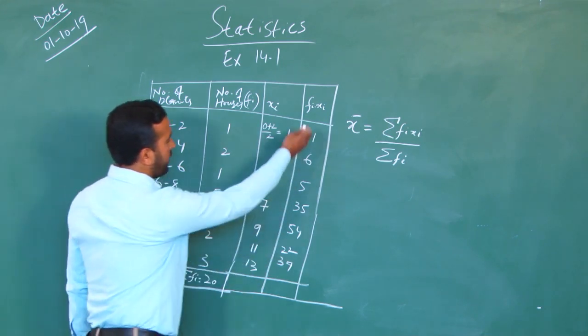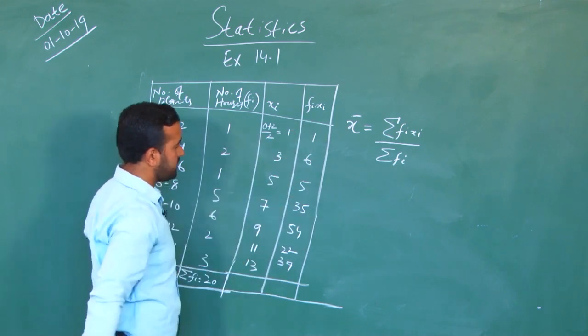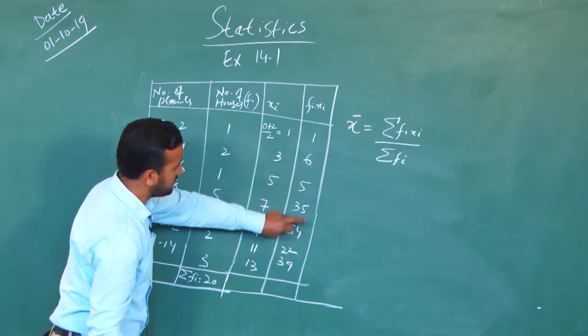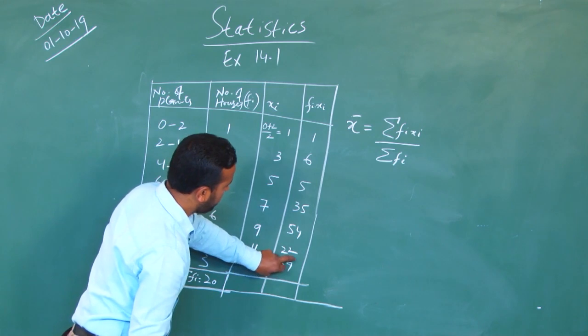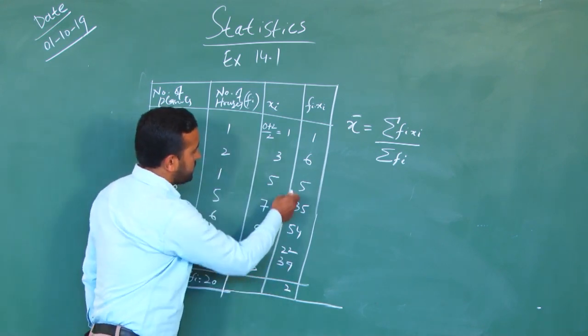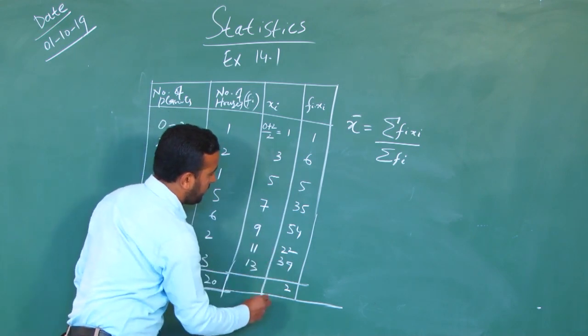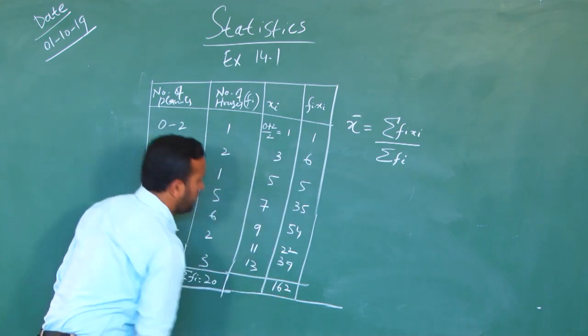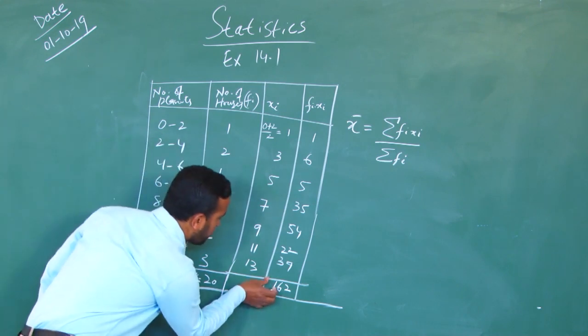Then we have to add all these values. 6 plus 1, 7, 7 plus 5 is 12, 12 plus 4 is 17, 21, 23, and it is 32. 3 is carried here, 3, 3 is 6, 5, 11, 11 and 5, it is 162 total.